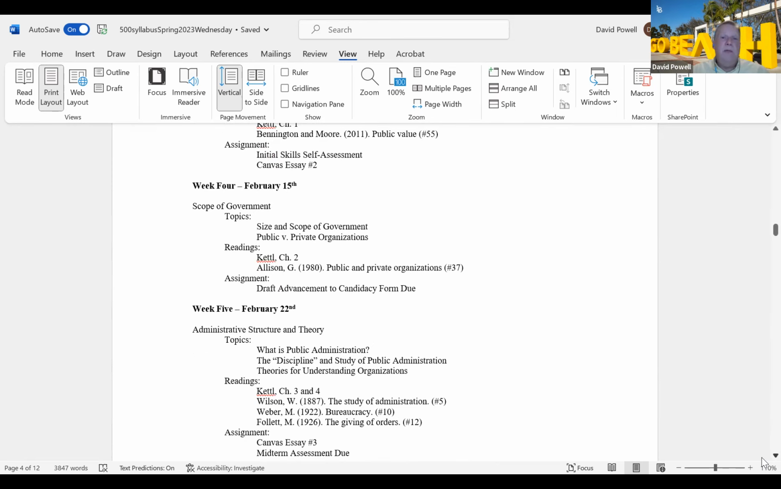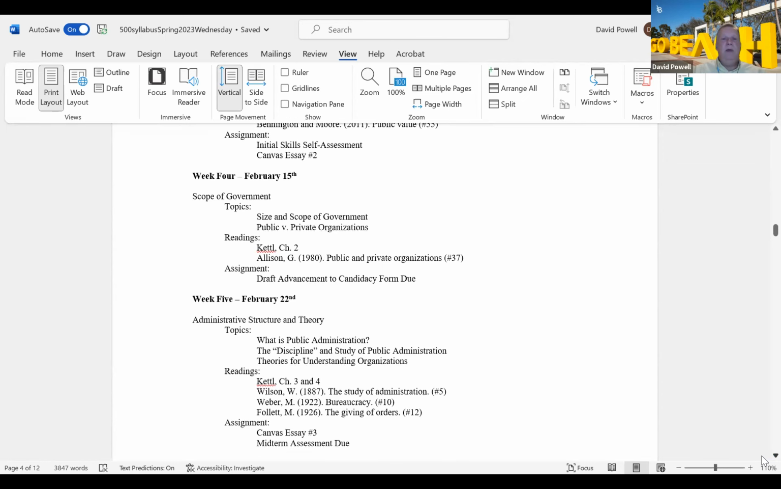You'll note one of your readings on there is an article from the classics textbook by Graham Allison, looking at public and private management. Are they alike in all unimportant respects? We'll use that Allison article as a jumping off point for our discussion of the differences between public and private sector administration. If there was no difference between the two, then there would be no need for an MPA degree. You could just get an MBA degree. But we'll talk about some of the reasons why it's necessary to deal with the public sector a bit differently than how we deal with private sector organizations. And then your draft advancement to candidacy form is due that week.